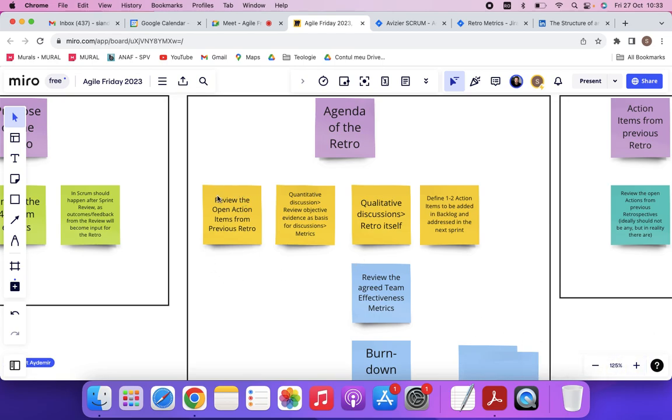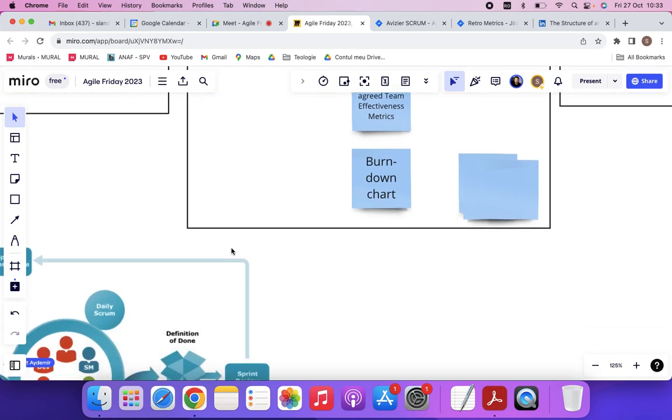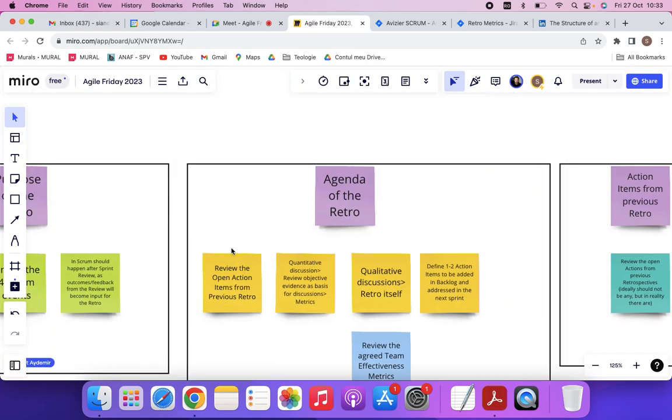Mm-hmm. And here, regarding the open action items from the previous retrospective, as I mentioned, we should have one, maximum two action items defined for each retrospective, not more. Then the next point, after we review whether we still have open actions from the previous retros, and take action on them, should be this quantitative discussion.